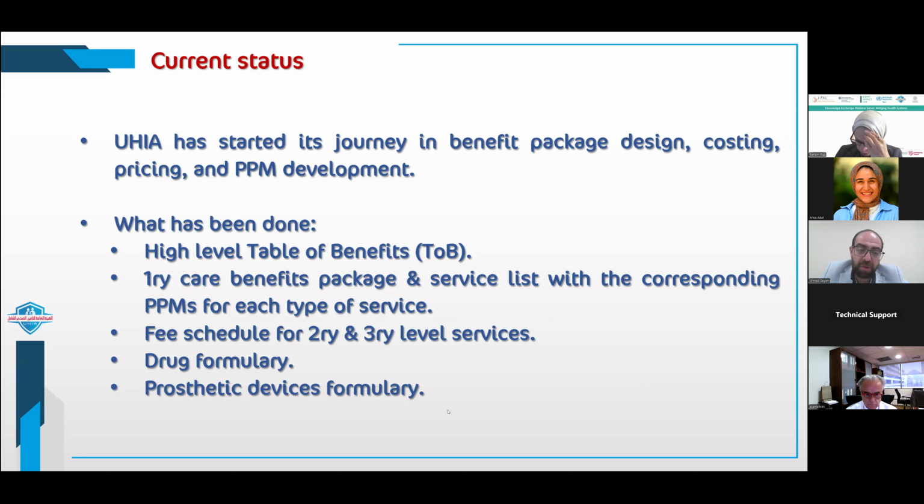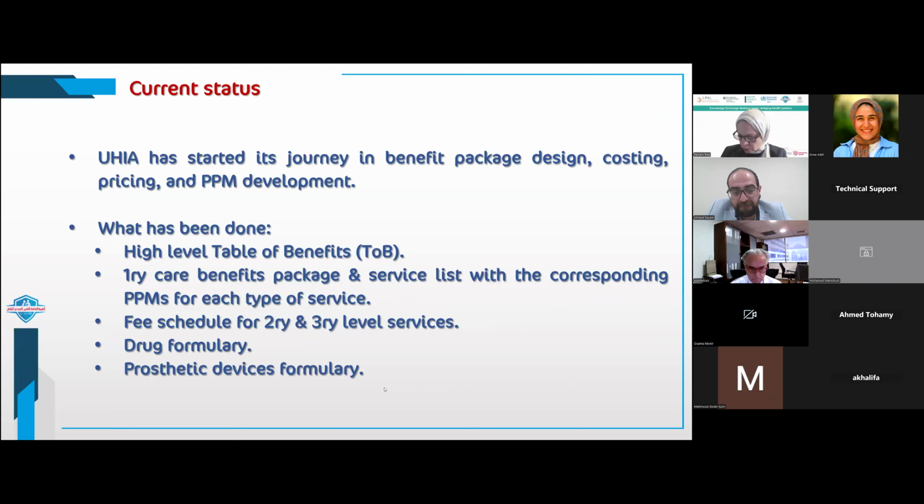And we have already also defined the provider payment mechanism for each type of service that is covered under the universal health insurance. We also have a full-fledged drug formulary and a prosthetic devices formulary, and we're actually currently working on building or completing the remaining formularies in terms of other medical devices, consumables, etc. So this is still a work in progress, and we're also working on developing what has actually been already there. The formulary, for example, we finished phase 1 and we're working on phase 2. So we have lots and lots on our hands at the Universal Health Insurance.